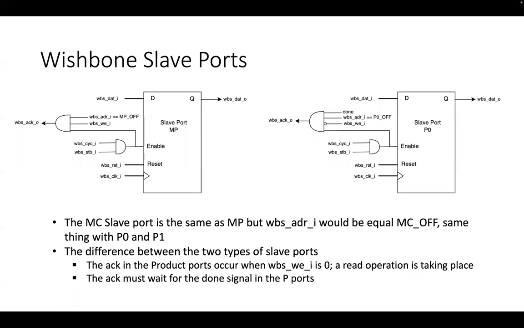This done signal, as we mentioned, is the signal set to 1 after the multiplication process is done. This means that you cannot acknowledge that a successful read operation has been done from this slave port unless we are sure that the multiplication is done. And this done signal is, of course, related only to our design of the serial parallel multiplier.